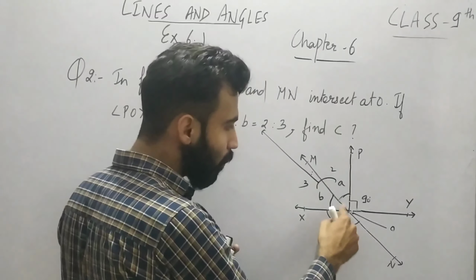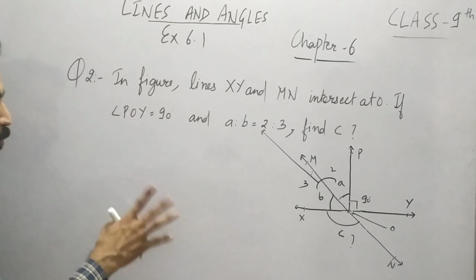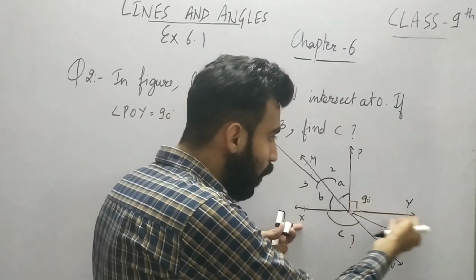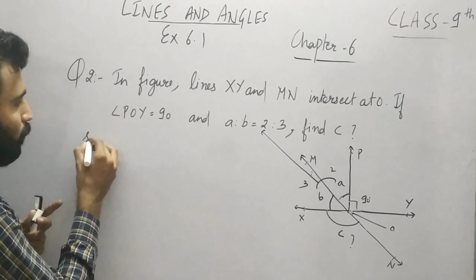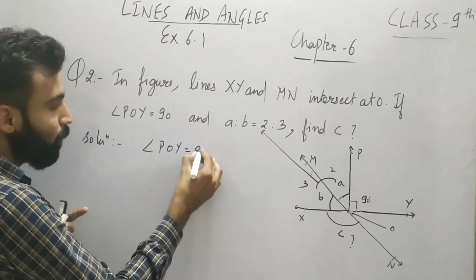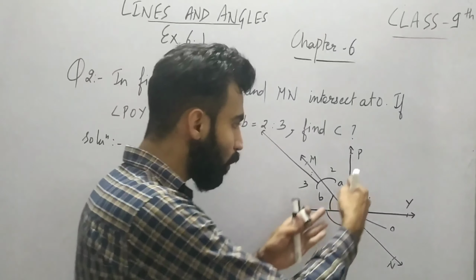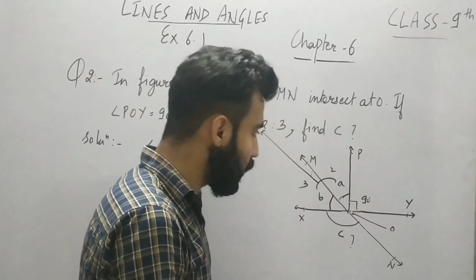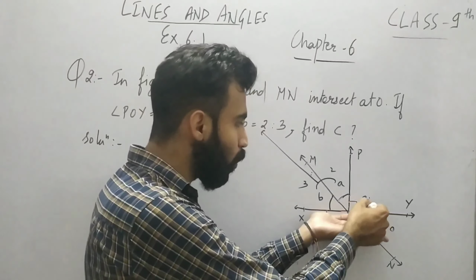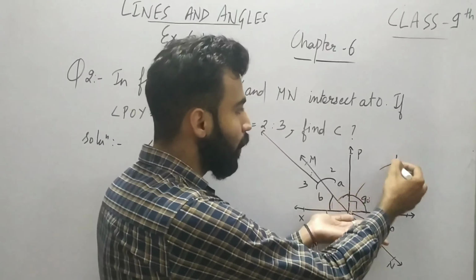So in whole, we have to find angle A, B and C. Right? So let me first tell you that this angle POY is given to us. So let me just write the solution. So angle POY is given to us as 90 degrees. Getting my point? Also, if this is 90 degrees, you can see this XY is a straight line. Getting my point? So if this XY is a straight line, then the whole angle will be 180. Getting my point? This angle. So the whole will be 180 degrees.